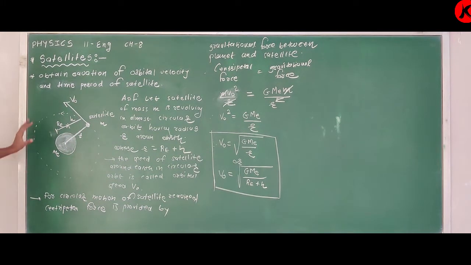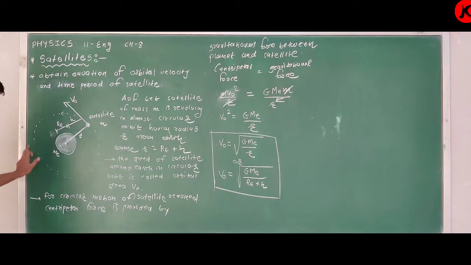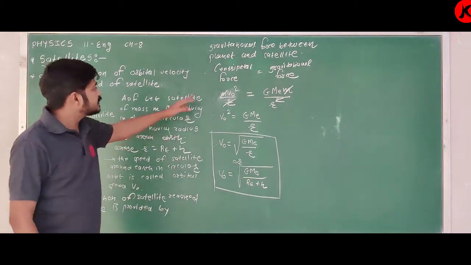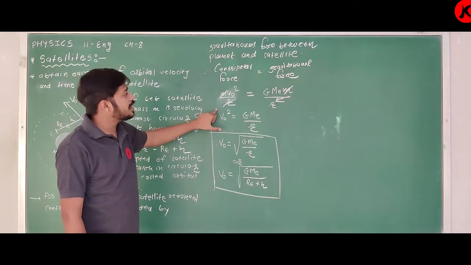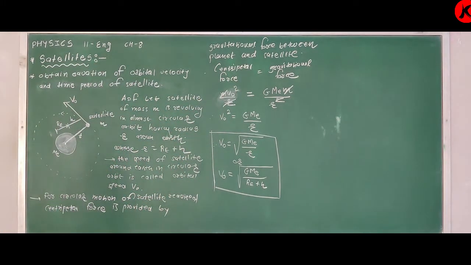It is easy. First of all, draw the figure and describe it. As this satellite is performing circular motion, for circular motion what is required? Centripetal force, that is m v square upon r. It is provided by the gravitational force between satellite and earth. So you just have to compare the equations, and you will get the equation of V0, that is orbital velocity.